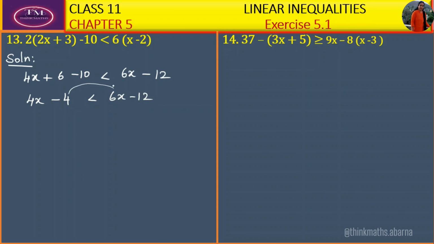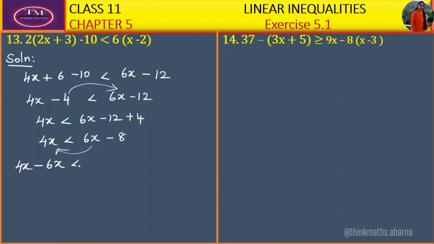Now bring this minus 4 to right side. So 4x less than 6x minus 12 minus 4 will become plus 4. So 4x less than 6x minus 12 plus 4 is minus 8. Okay. Now bring the 6x to right side. So it will become 4x minus 6x less than minus 8. 4x minus 6x is minus 2x less than minus 8.